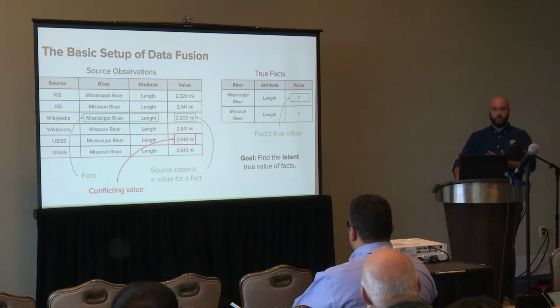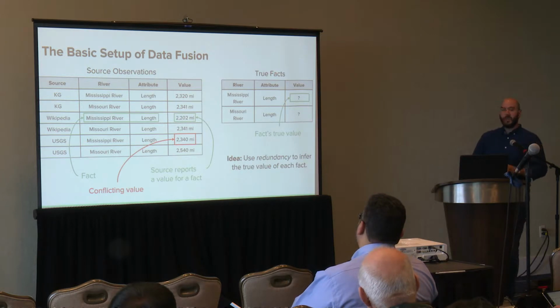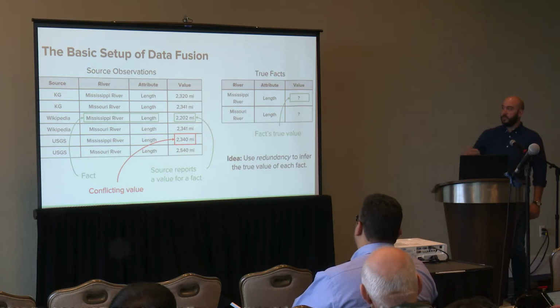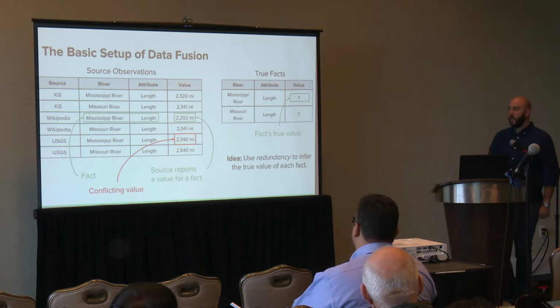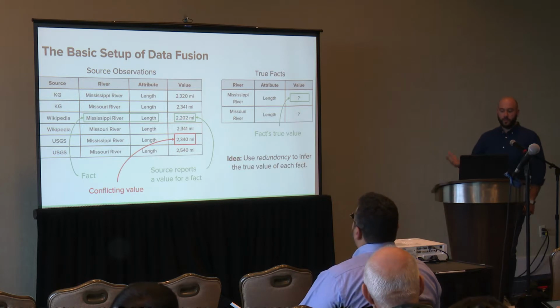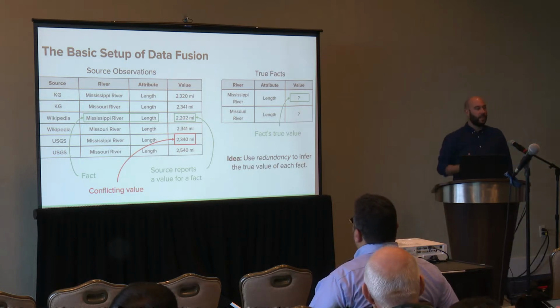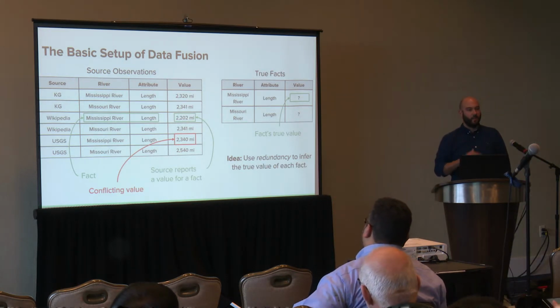So what can we do? Well, the basic idea is to actually use redundancy here. As you can see, we have a bunch of different observations about the same entities. And the idea is to use redundancy to infer the true value for each of those facts. So what is the simplest algorithm that comes to mind? What would you do?